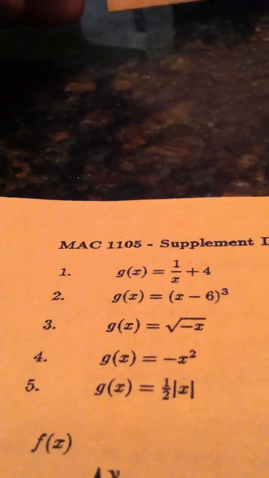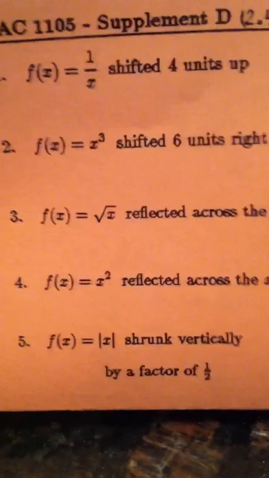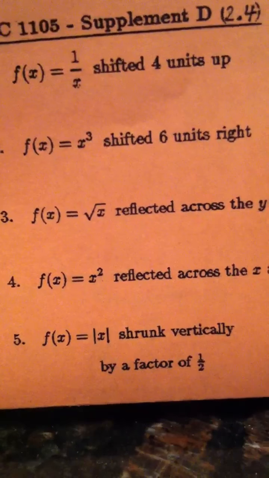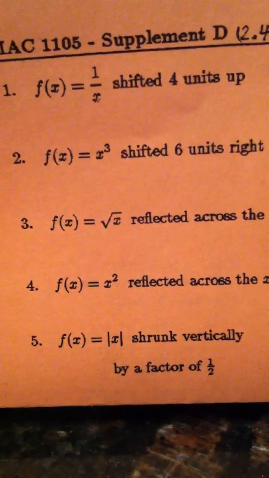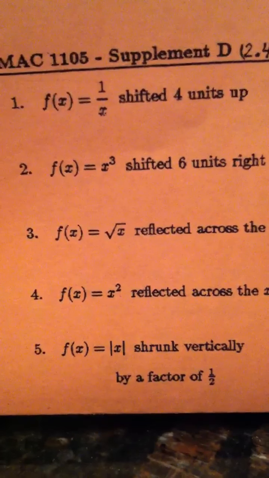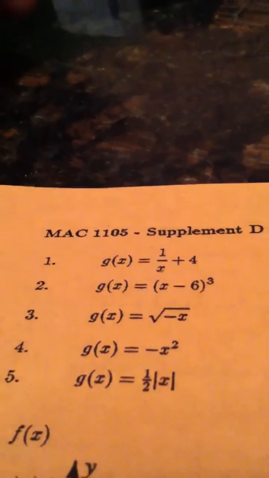Okay? And question 5, if I'm taking the original graph that is absolute value of x to start with, and I'm shrinking it vertically by a factor of 1/2, okay? What that basically means is I'm multiplying it by 1/2. So g of x equals 1/2 times the absolute value of x.